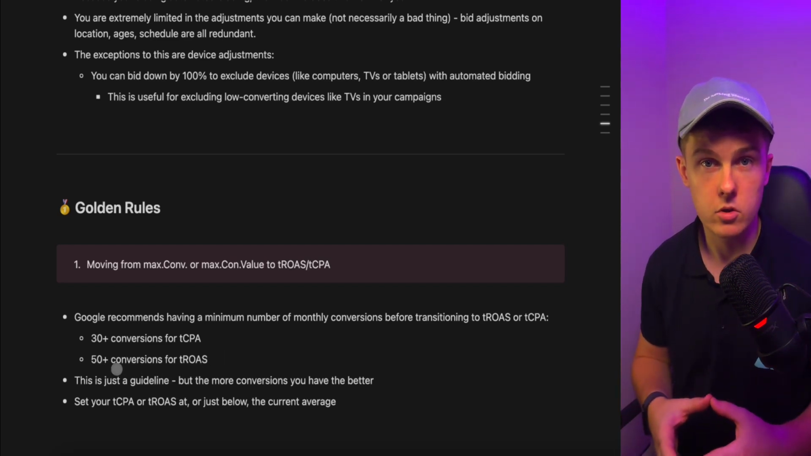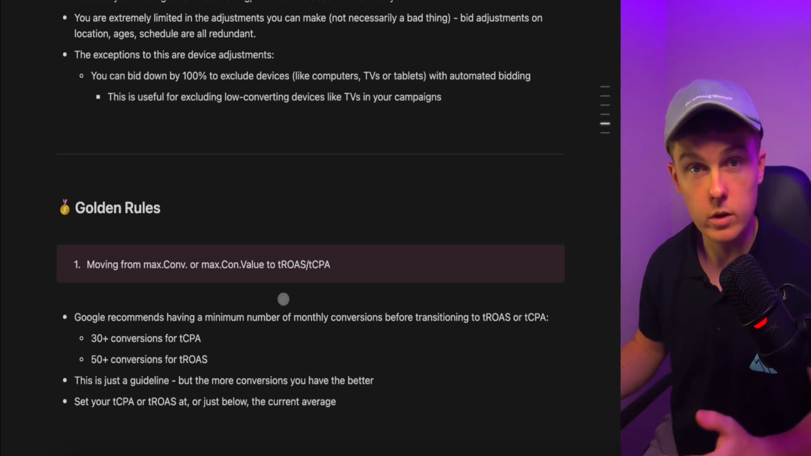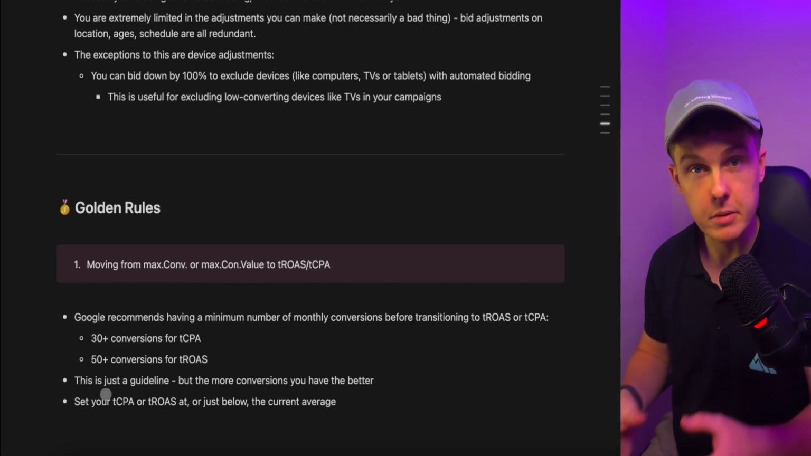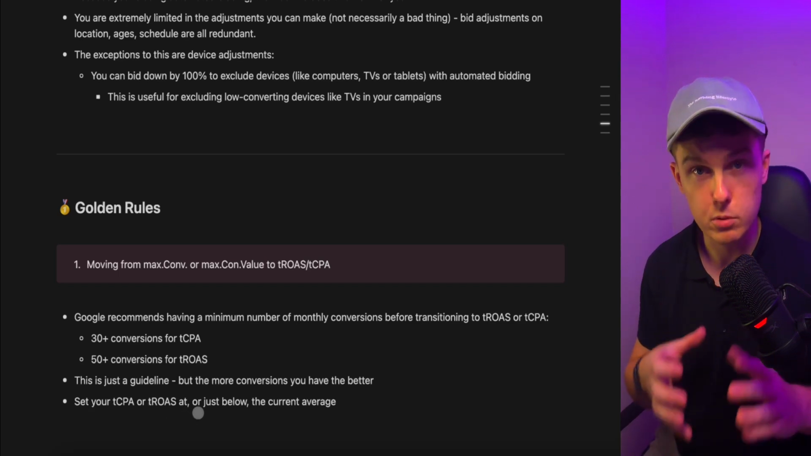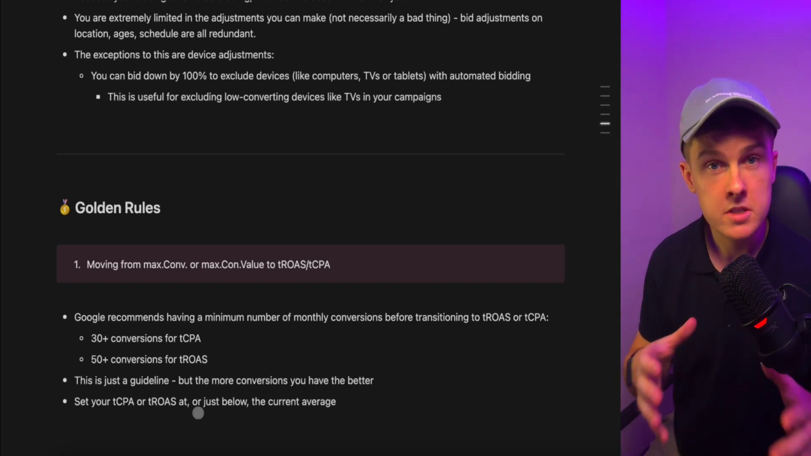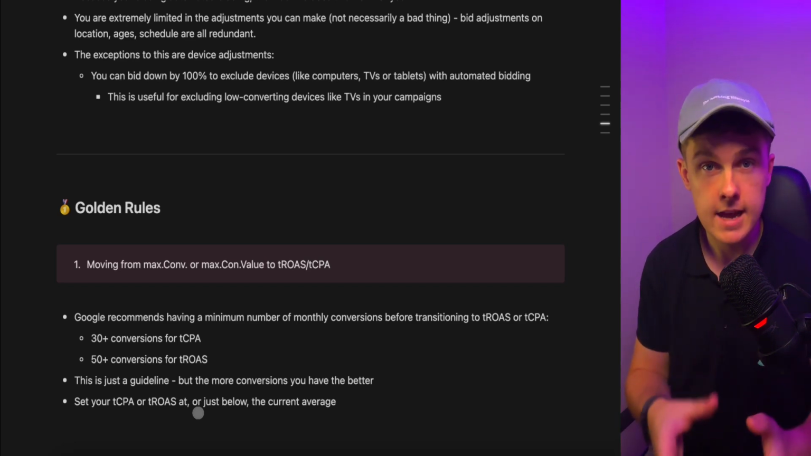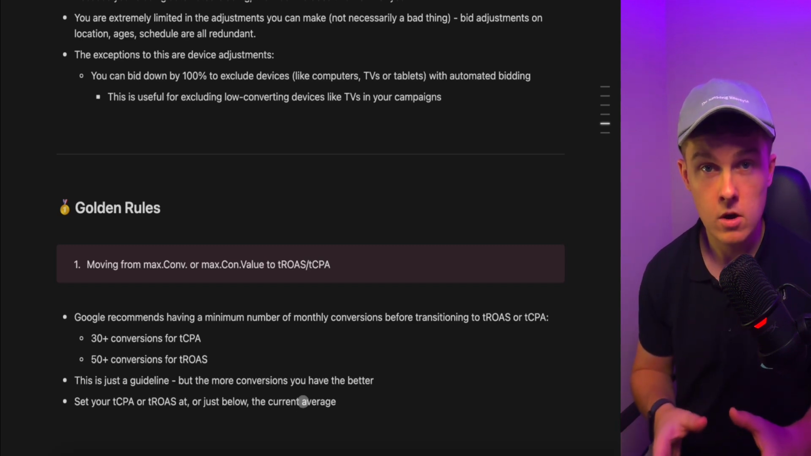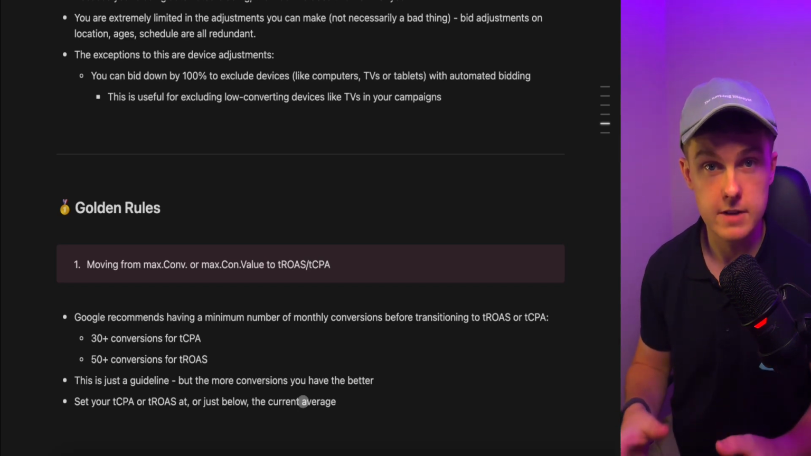These are recommended numbers by Google, but in practice, the more conversion volume you have, the easier the transitions will be. Then when you do make that shift over and you do set a target, either target CPA or target ROAS, look back at the last 30, the last 60, last 90 days of performance. What has the actual ROAS been? What has the actual CPA been? Use these numbers as a starting point for your targets. You're much better off setting your target, either CPA or target ROAS, at or even slightly below where the campaigns had been operating on the maximize conversions or maximize conversion value bid strategy.